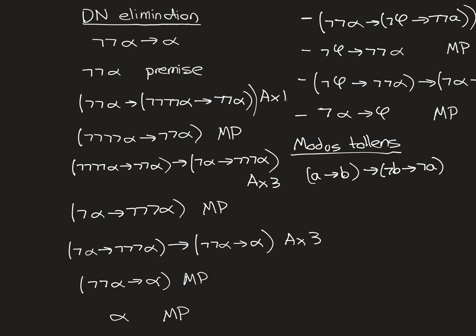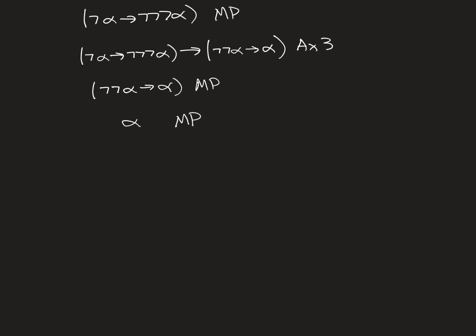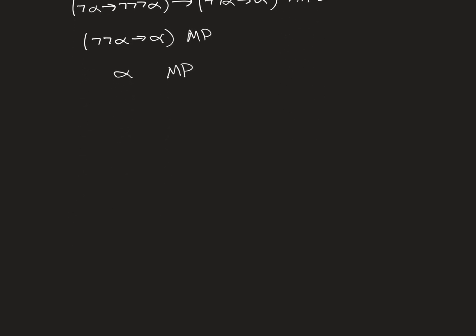And hence by the deduction theorem we're able to conclude that from just axioms we would be able to get not not alpha implies alpha. So that's how you prove double negation elimination in this Hilbert system.